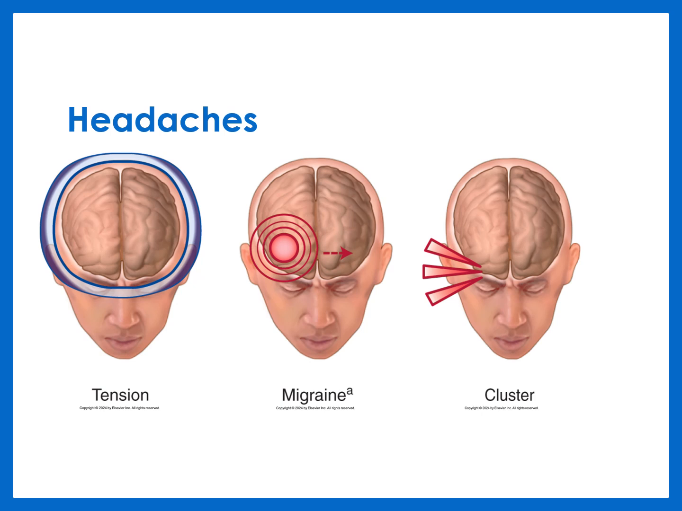So, when taking a headache history, ask about the onset, location, duration, and severity. So, you're going to do your pain scale. Also, assess for associated symptoms like nausea, visual changes, or sensitivity to light and sound. And don't forget to explore their personal and family history of headaches.